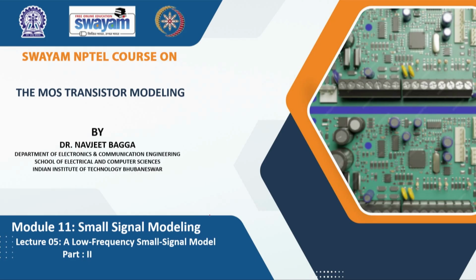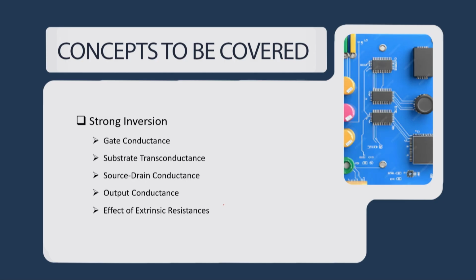We are in module 11, small signal modeling, lecture number 5, low frequency small signal model part 2. In this lecture we are going to see how we can derive those small signal parameters we defined in the previous lecture under the strong inversion region of operation. We will see how we can derive the gate conductance, substrate transconductance, source drain conductance, and output conductance, and we will also see the impact of extrinsic resistances on these parameters.